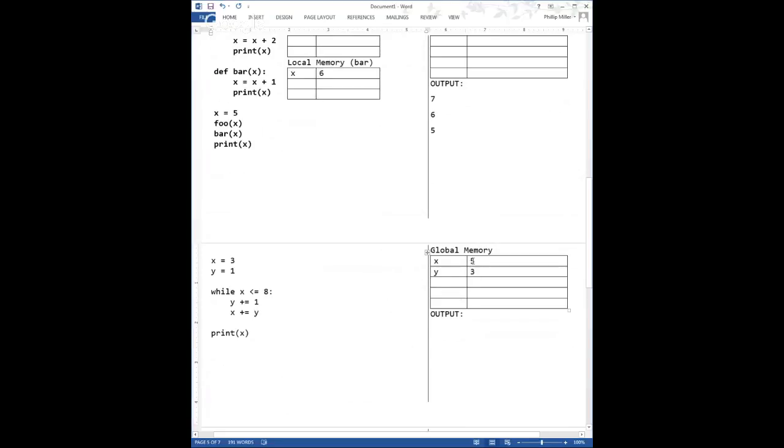5 plus 3 is 8. It's stored in X. We hit the bottom of the loop. We test the condition again. X less than or equal to 8. Yes, it is. Then back into the loop we go.